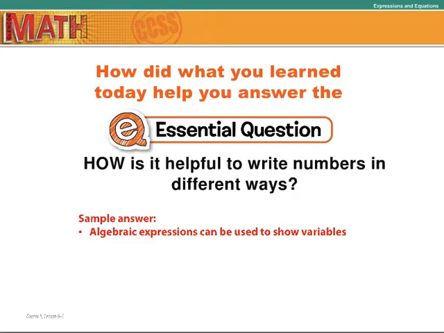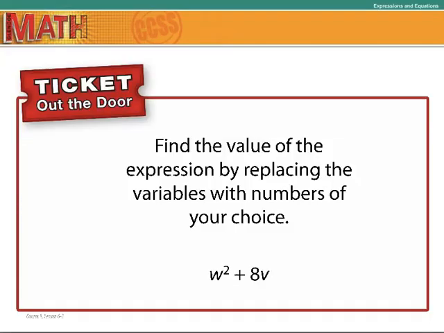Okay, and this is the answer from the book. Algebraic expressions can be used to show variables. That's one way to think about it. And then this is your ticket in the door. Find the value of the expression by replacing the variables with numbers of your choice. You can pick whatever you want to stand for W, and you can pick whatever you want to stand for V. Solve the problem and bring it in with your whisk tomorrow.